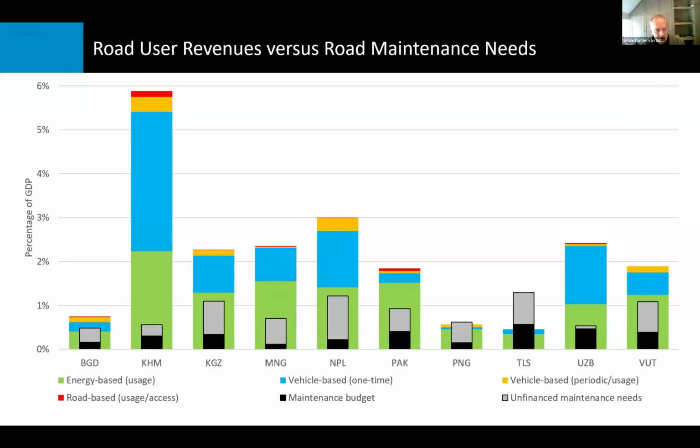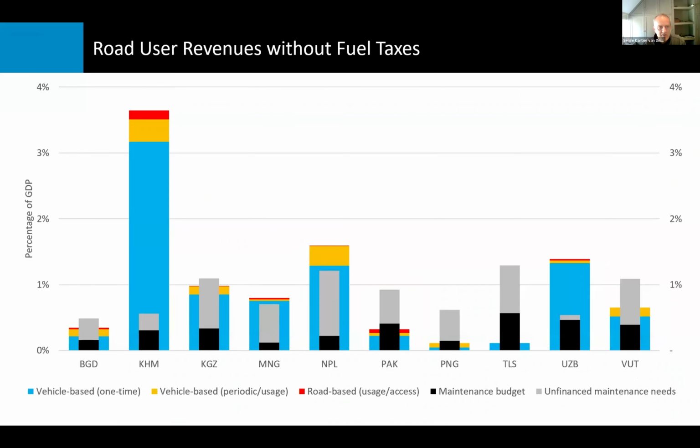Now, just to give an idea of what happens as we transition to electric vehicles and we lose all this fuel-based revenue, and maybe some effects also on other road user revenues. This next slide shows what happens if we don't include the fuel-based revenues. And then we see that a lot of other countries also get into problems.